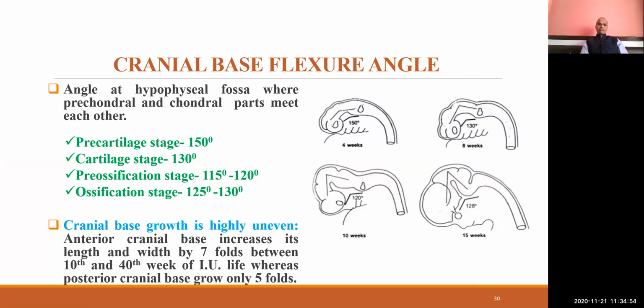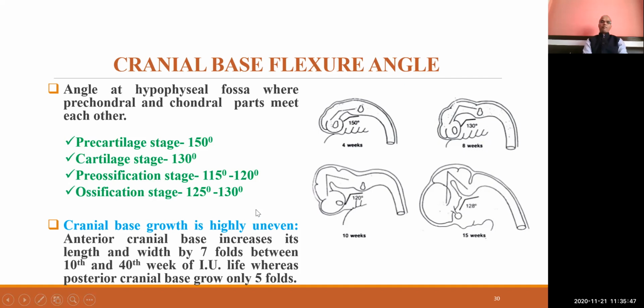Next, cranial base flexure angle. It is the angle at the hypophyseal fossa where the precondylar and condylar parts meet each other. There are 4 stages. The precartilage stage, which has a 150-degree angle, the cartilage stage at the 8th week, which has a 130-degree angle, the pre-ossification stage around the 10th week, which has a 115 to 120-degree angle, and the 4th stage is the ossification stage. The angle changes from 125 to 130 degrees. Means first the angle decreases and then the angle increases.